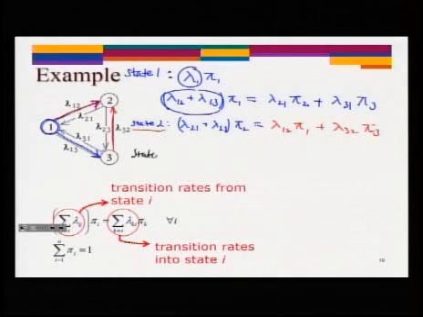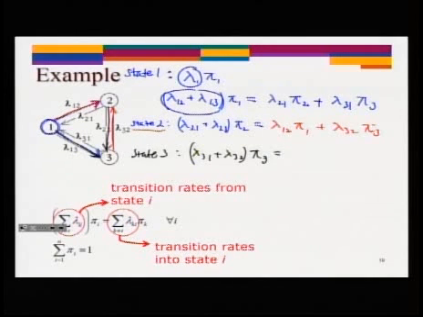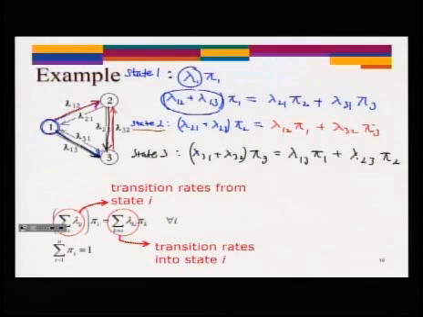And for state number 3, the transition rates from state number 3 are going to be lambda 3,1 and lambda 3,2, right, from state number 3. Now, we need to consider what transitions occur into state 3. Those are lambda 1,3 and lambda 2,3, right? So lambda 1,3 from state 1, and lambda 2,3 from state 2. Is that right?